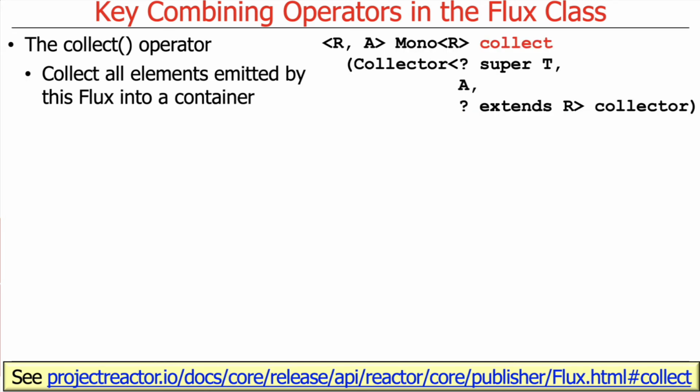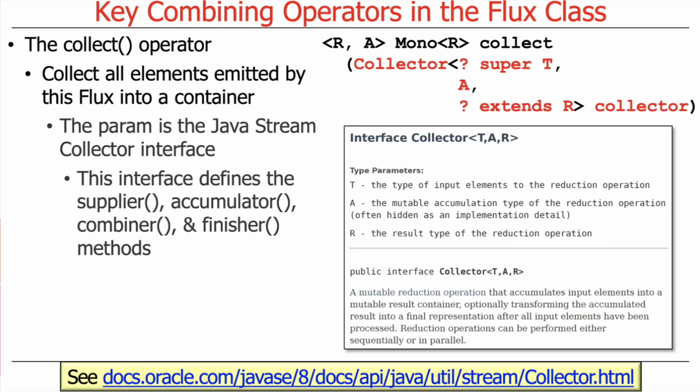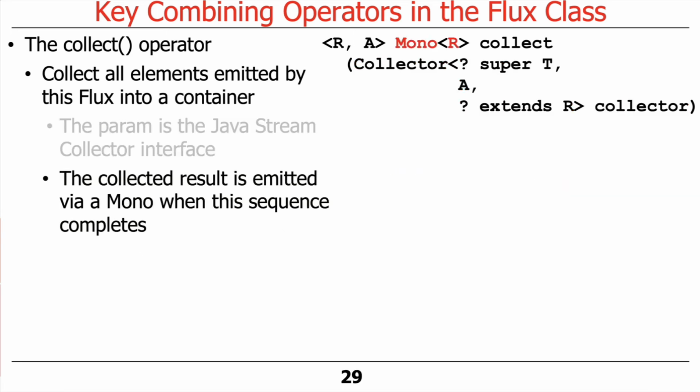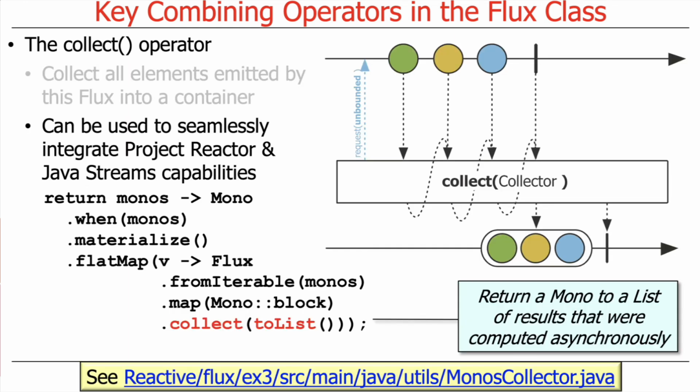And then finally, we have the collect operator. And this is a generalization of collectList, which collects all the elements emitted by the Flux into a container. The parameter is the Java Stream Collector interface, and this interface defines supplier, accumulator, combiner, and finisher. So those are the same things that you would have if you're familiar with Java collectors, because it's identically the same interface. And the main difference between this collect in Project Reactor and collect in Streams is, once again, it returns a reactive type, Mono, and the result will be emitted when the sequence completes.